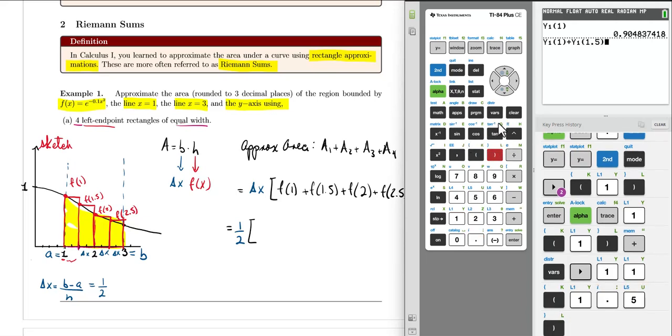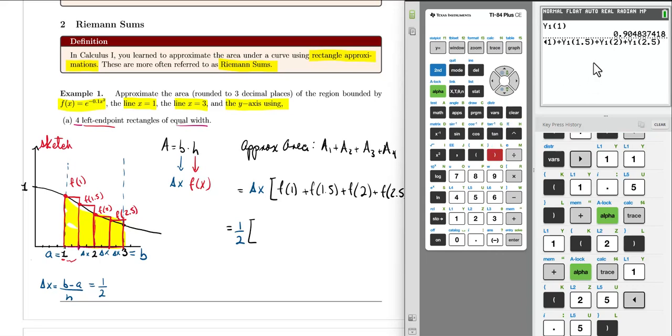So I'm just going to go ahead and click on the other ones. And there we go, guys. I typed in all the other ones. Now click on enter. And there we go. We have 2.9089.